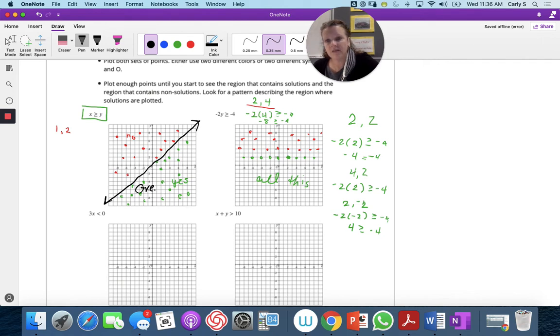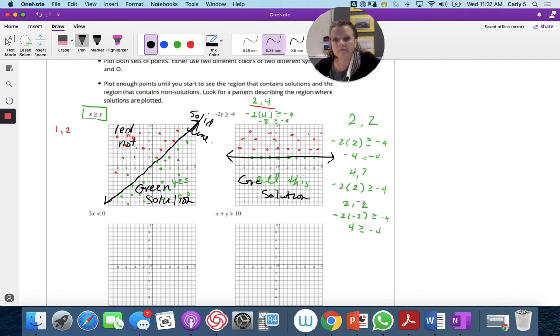Okay, green is a solution. Red is not. And we're going to talk about this stuff in a minute. Cool? All right, so here, green is a solution. Red is not. And my line is solid.